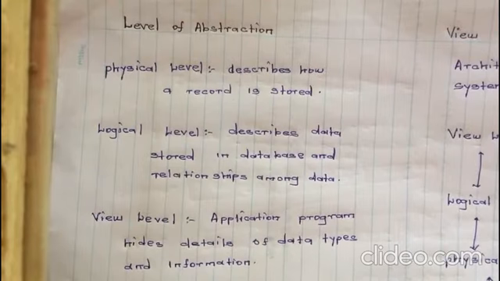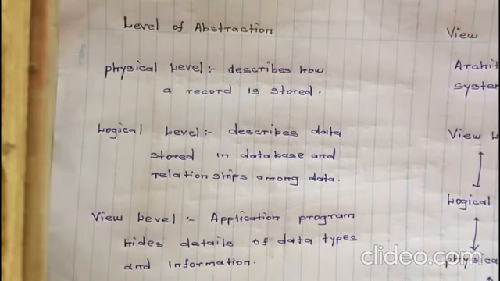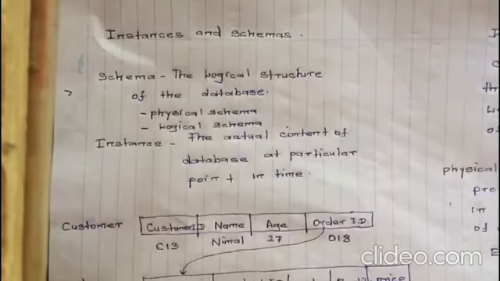There can be several views for different types of users. The views hide the details and the information for security purposes. Like they hide the salary information, and in a student database system they may hide the GPA.